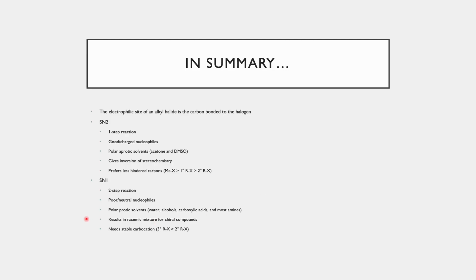And then we need to pay attention as far as our products go. They will result in a racemic mixture if the starting compound is chiral, so you'll have 50% R, 50% S. Also important for SN1 reactions, they need to have a stable carbocation. So methyl and primary carbocations will not react SN1, and you'll only see SN1 reactions for tertiary or secondary alkyl halides.